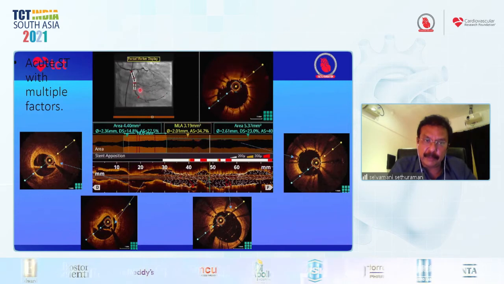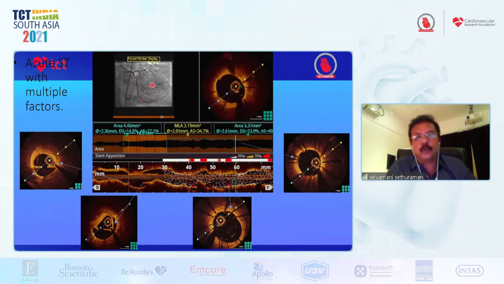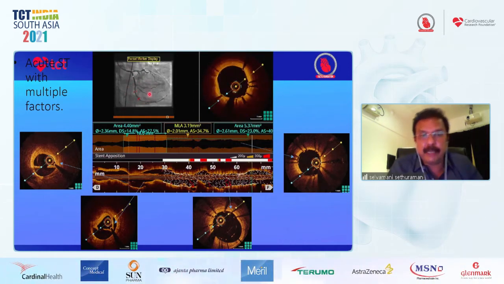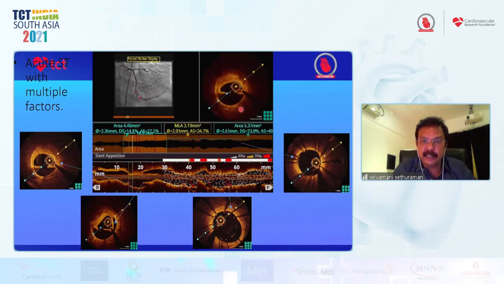So he took up the patient and did a thrombosuction there and took an angiogram. He really did not know what was the reason for this stent thrombosis. Since the patient was a VIP, he sent him to me to know what is the reason. So I did an OCT here.